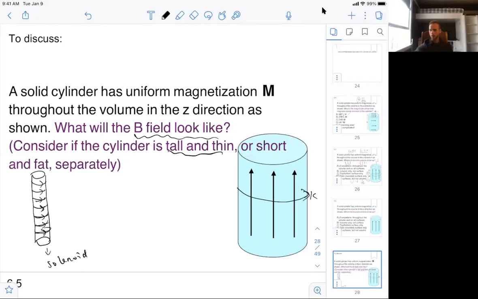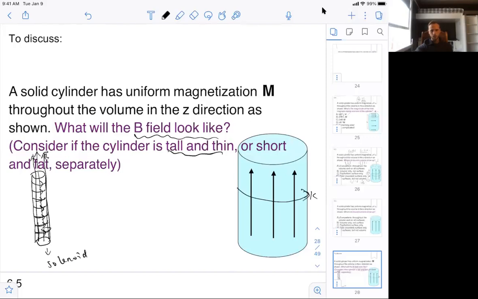A single plate of a capacitor. Yes, like a capacitor in the sense it's uniform inside. It's uniform upward and constant inside the cylinder and zero outside.